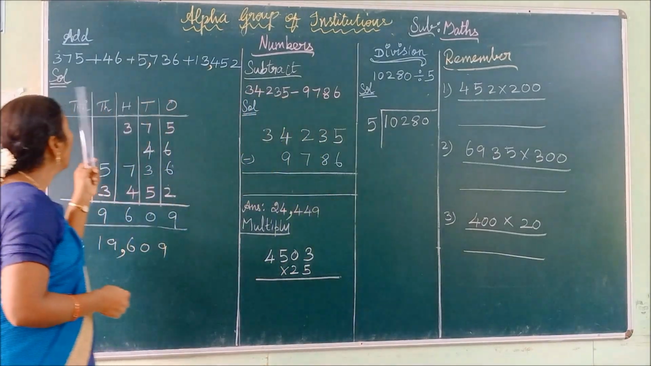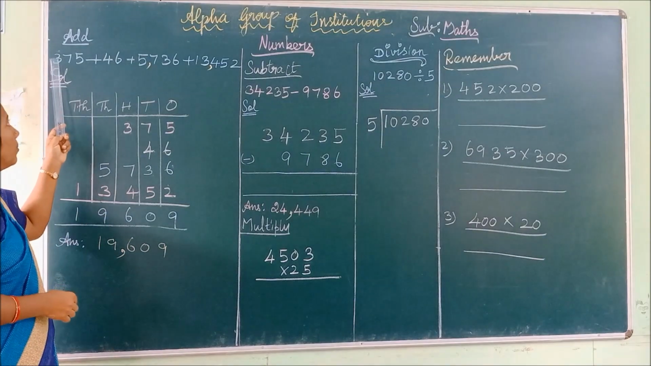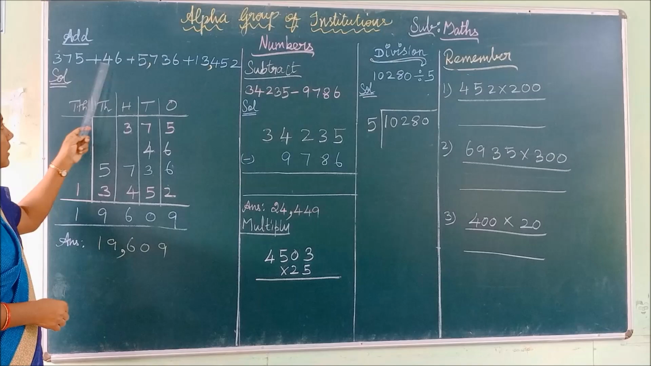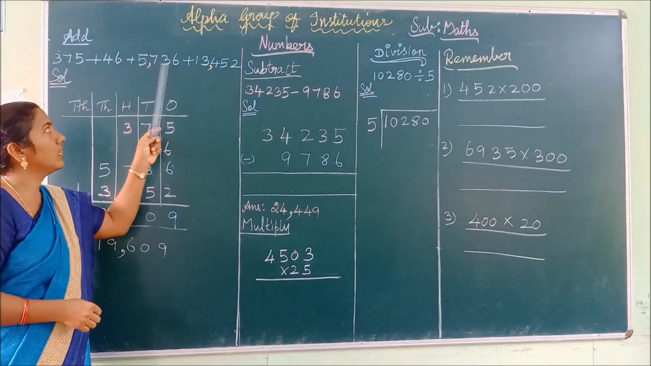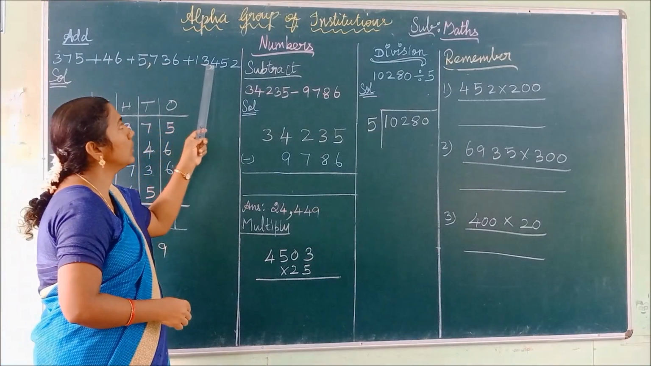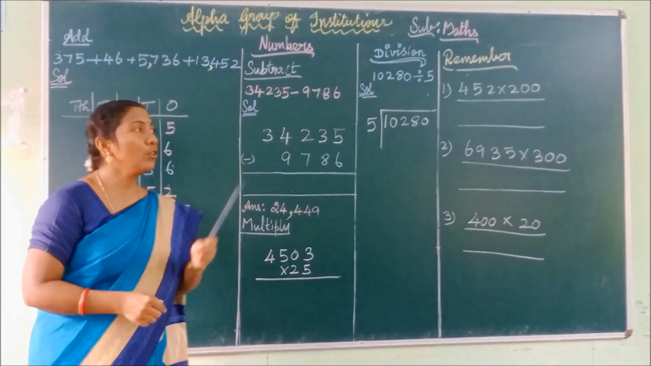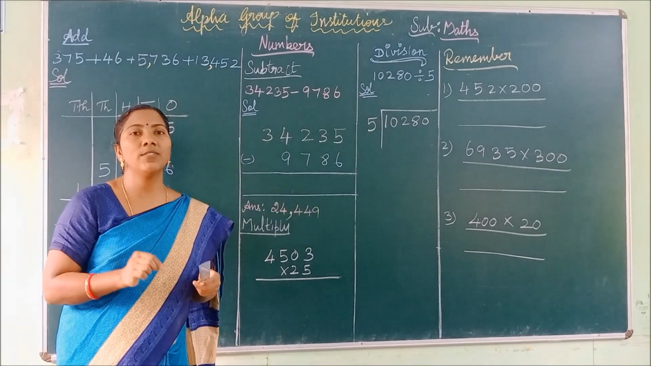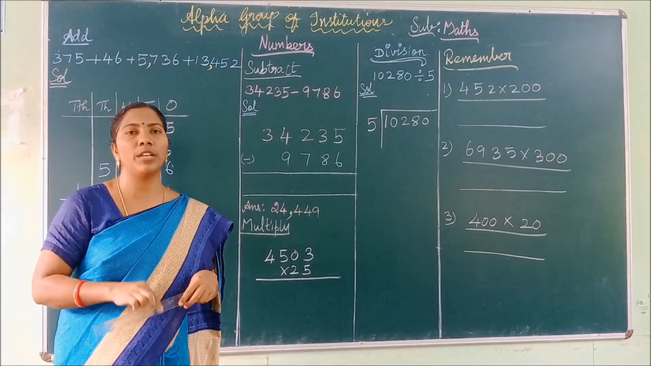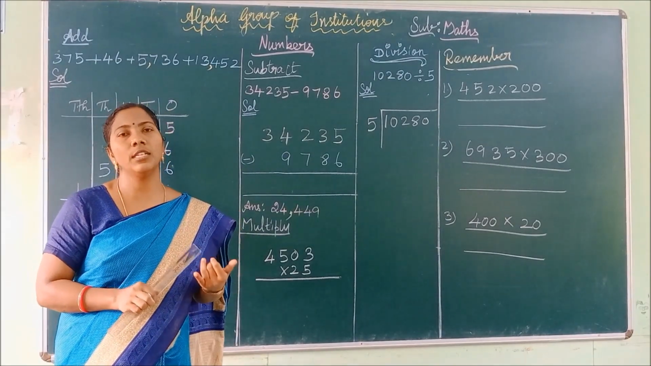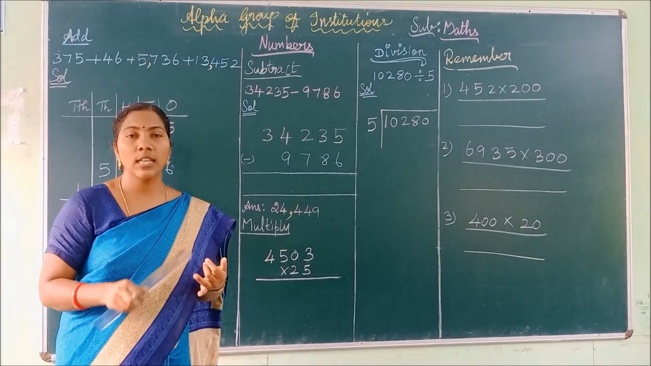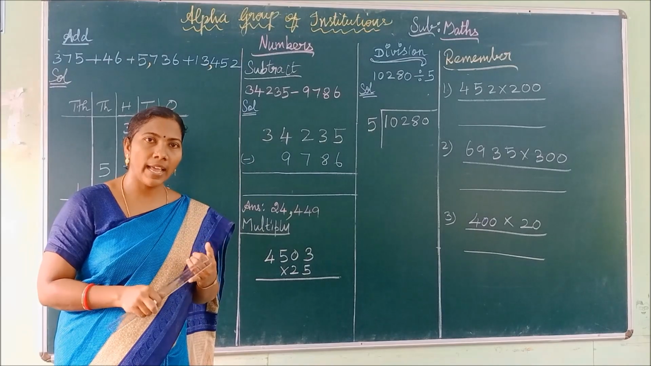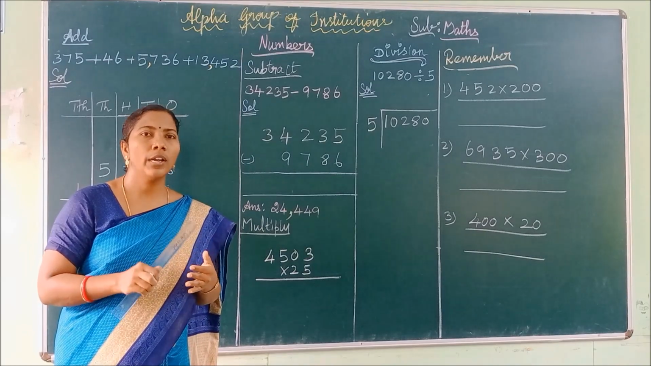See here. Now we are going to do a sum on addition. Read the question: 375 plus 46, plus 5736, plus 13,452. Before that, now we are going to recall the place values in the Indian system of numeration. What are the place values in the Indian system of numeration? Ones, tens, hundreds, thousands, 10,000s, lakhs, 10 lakhs, crores, 10 crores.